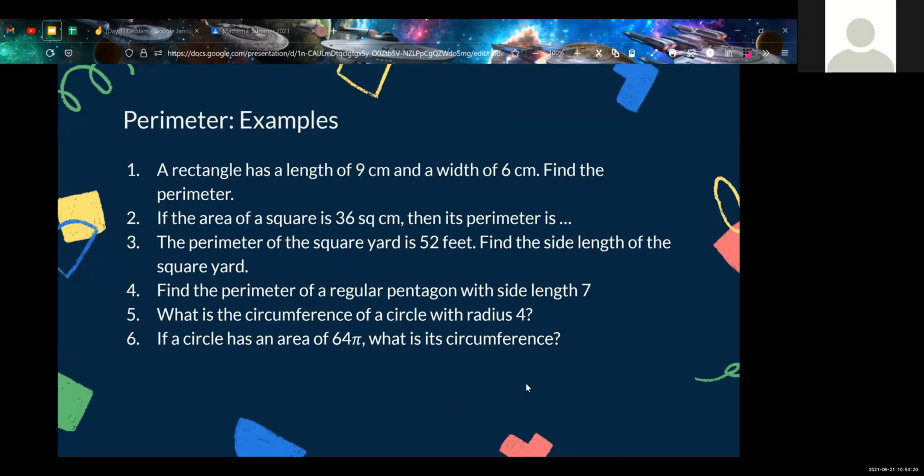Is there a special formula for the circumference, right? Yeah, the circumference is 2 pi r or pi d, where d would be the diameter and r would be the radius. So yeah.